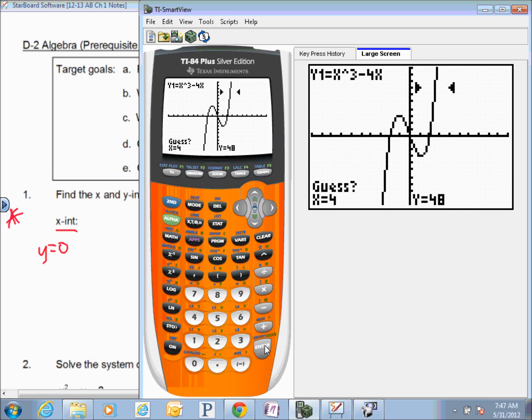I've got it surrounded. My guess doesn't matter. Hit enter. There's my third x-intercept. So I've got one at x equals -2, one at x equals 0, and one at x equals 2. Now we shouldn't assume that that middle one is at the origin.